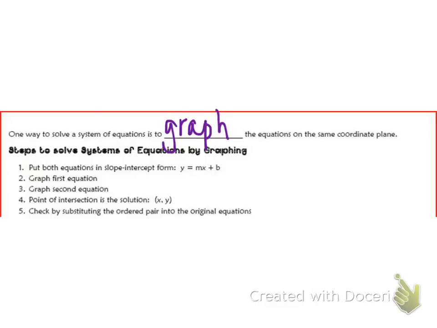Put both equations in slope-intercept form, which is y equals mx plus b. Graph your first equation. Graph the second equation. The point of intersection is the solution, x comma y. We write our solution as an ordered pair. And the reason why the point of intersection is the solution is because that's the one point that both lines contain. And then you're going to go ahead and check your solution by substituting the values that you found for x and y into your original equations.